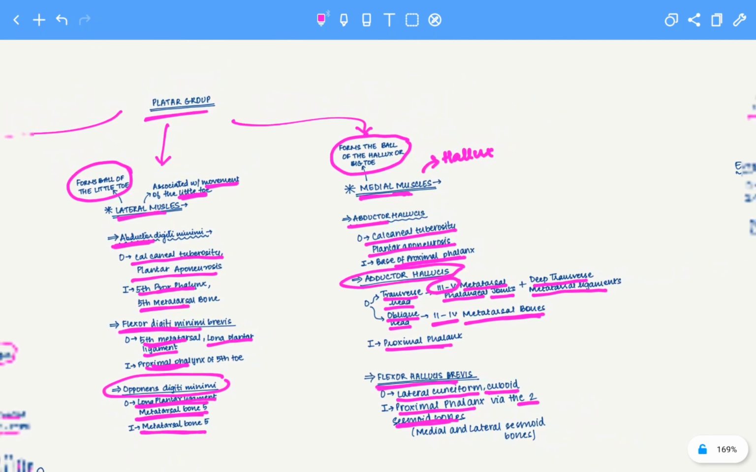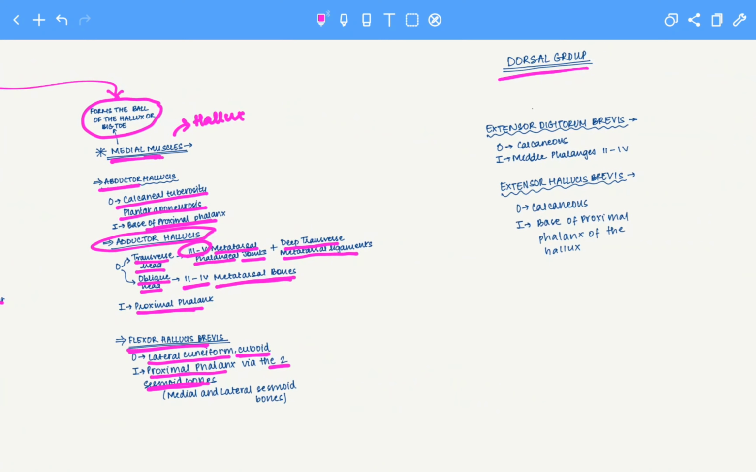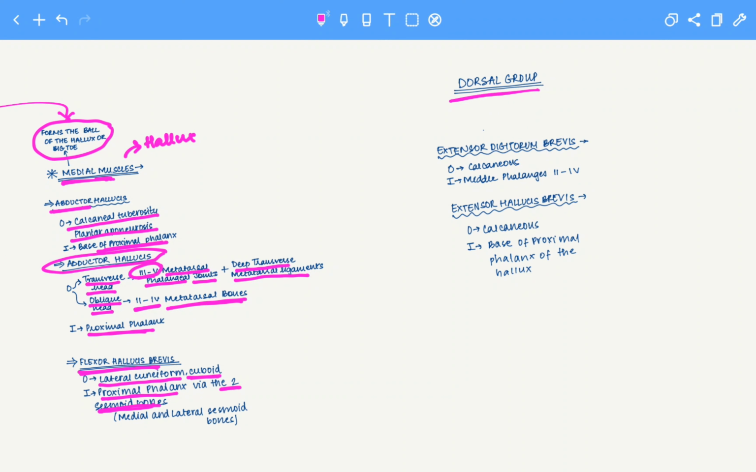So these were the plantar group of muscles. Let's move to the dorsal group now. On the dorsal side, we have just two muscles. One is the extensor digitorum brevis and the other is the extensor hallucis brevis.